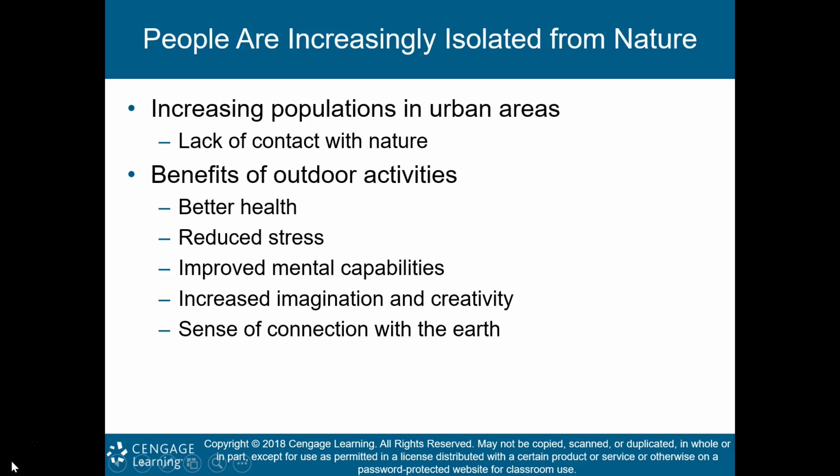Okay, reason number 5 for environmental problems is that people are increasingly isolated from nature. About half of the world's people and 3 out of 4 people living in highly developed countries live in urban areas. So living in urban areas, along with increased technology usage, is isolating people from nature. There's actually something called nature deficit disorder. So people are really suffering by not being exposed to nature.